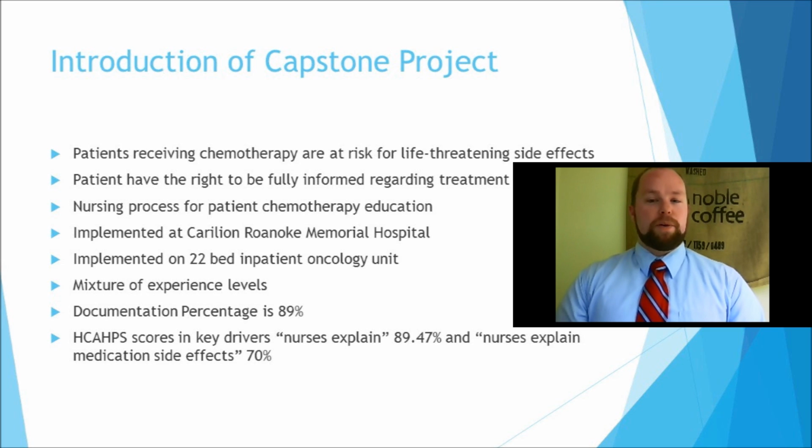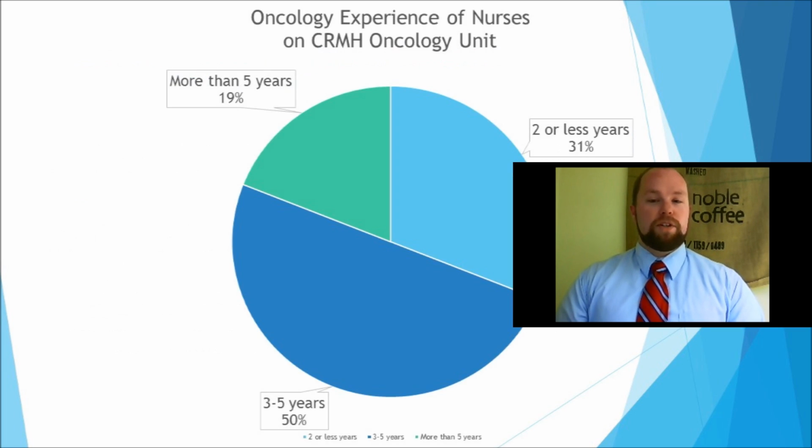It was implemented at Carilion Roanoke Memorial Hospital on the oncology unit. The oncology unit is a 22-bed unit that also services inpatients as well as outpatients. The Roanoke Memorial Hospital is an 800-bed facility, a level 1 trauma center in Southwest Virginia. The oncology unit had a mixture of experience levels. The large chunk of our people had 5 years or less experience, and a surprisingly large chunk of people had 2 or less years of experience.